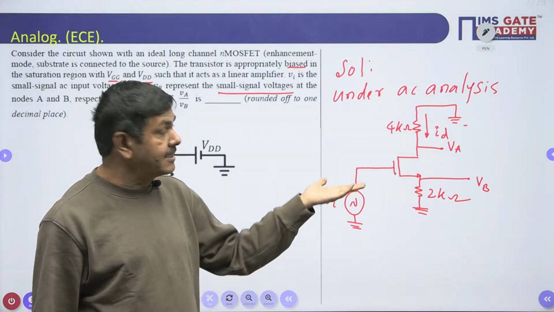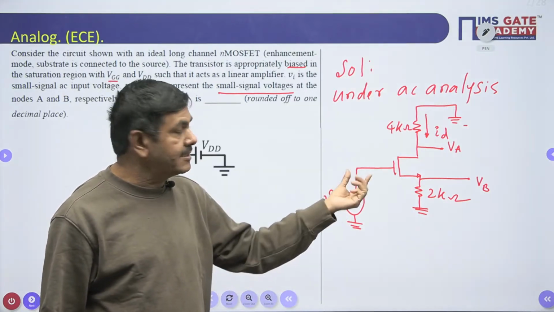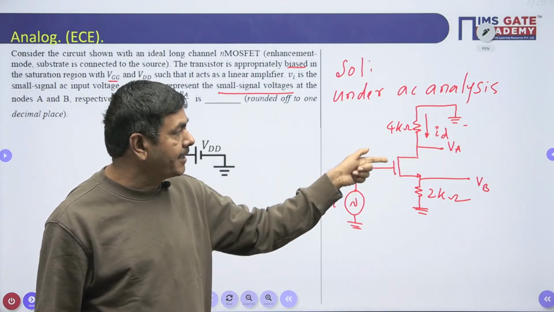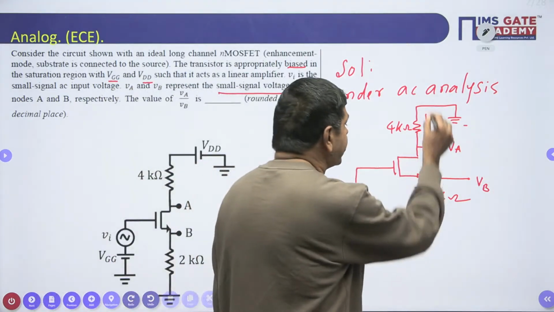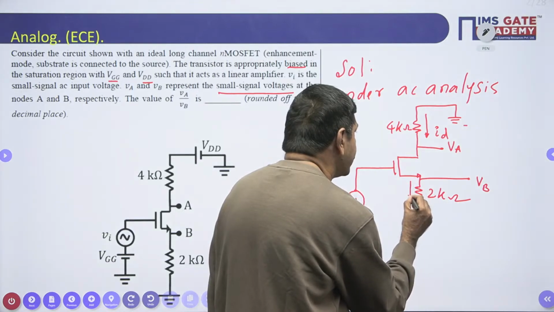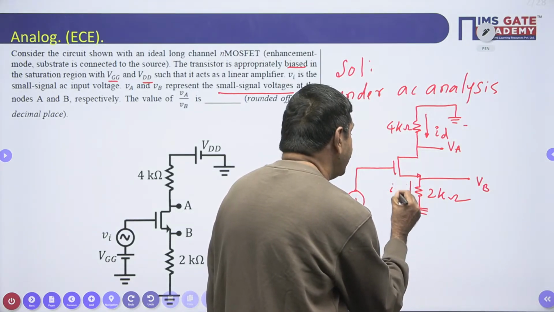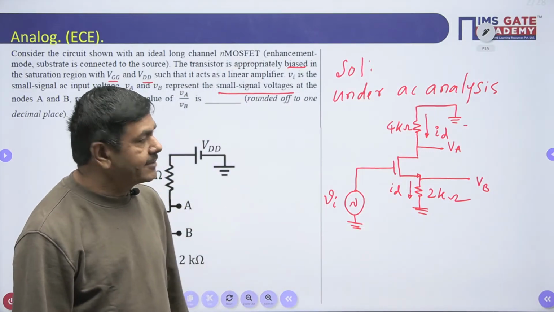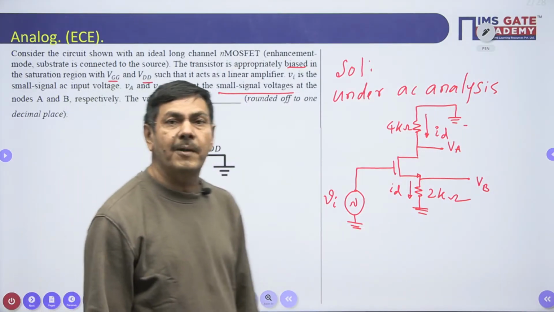Why, sir? Resistance is very high. At that time, some current will flow, but that current we are neglecting only. That's why gate current is approximately 0. At that time, drain current and source current will be the same. IS and ID will be the same only now. Directly I can put it. Now we can find what is VA and what is VB, just by applying the KVL.